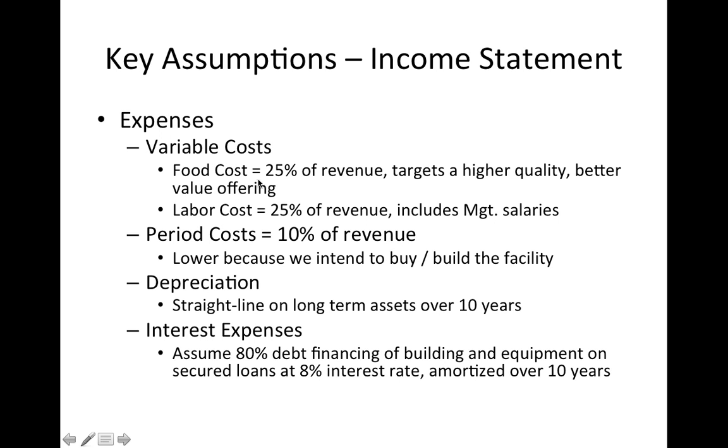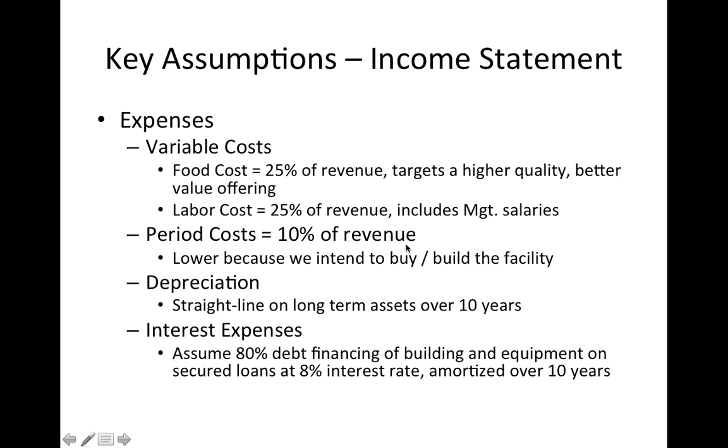Expenses, we got variable costs, food and labor costs, 25% each. The 25% labor cost does include management salaries. The 25% food cost is based on the idea that we would be giving them good value, so they would get a fair serving and amount of food for the $10 or whatever they spend.